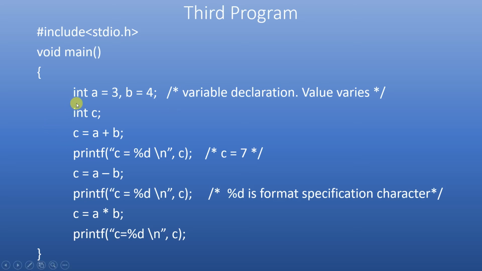So here I have two variables A and B, then another variable C, and I am performing the addition operation A plus B, and I am assigning the value to C. So equal to is an assignment operator. We assign the value on the right side to the variable on the left side. Here I have my printf function, C equal to %d. I am printing the value of C.